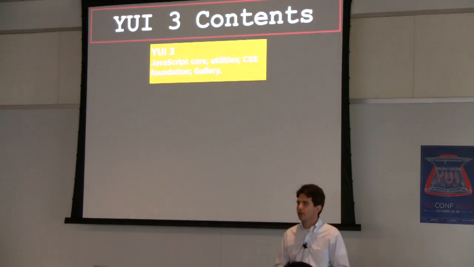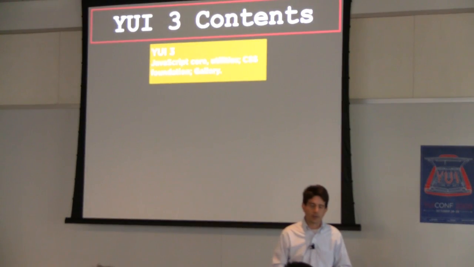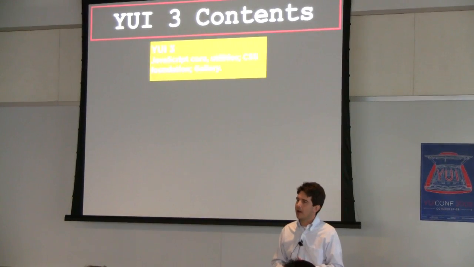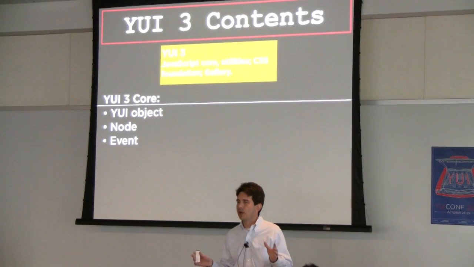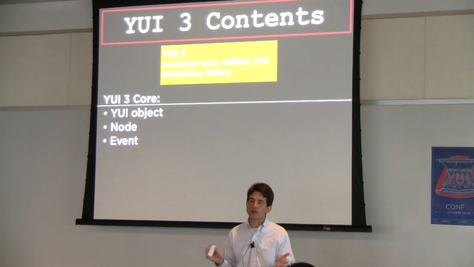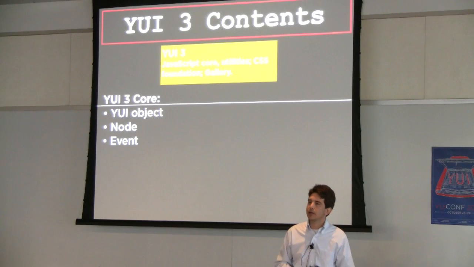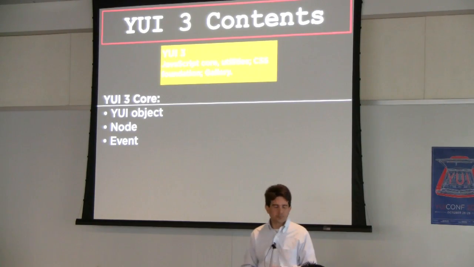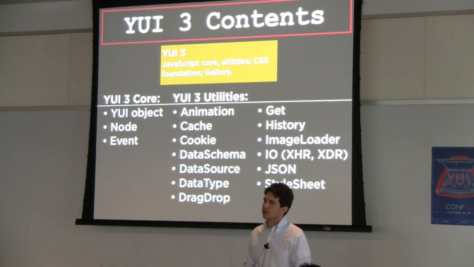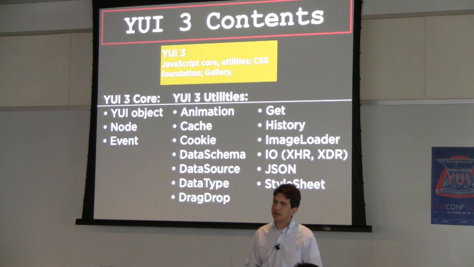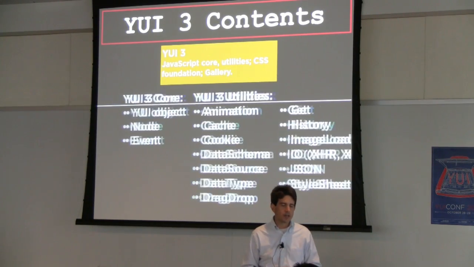And now we'll just zoom in and focus on the YUI 3 code line. YUI 3 right now contains a great core that's at production quality. So the YUI object, the node object, the event utility. It has a full suite of utilities, most of which are also at production quality. We have a few that we're reserving the beta tag on just because they haven't been exercised deeply enough yet. But most of this kit now is production quality.